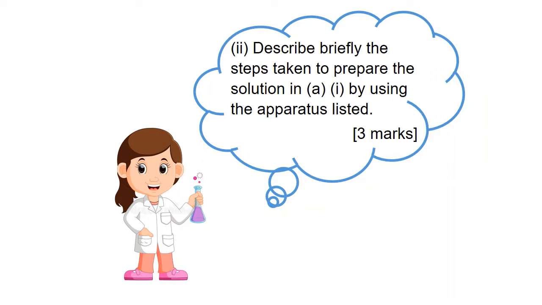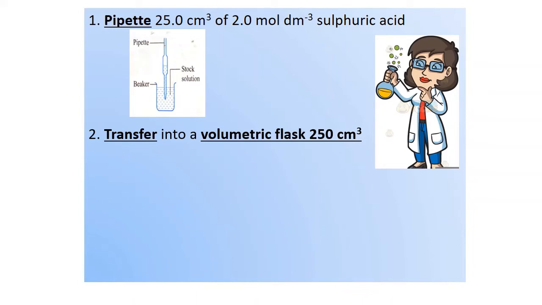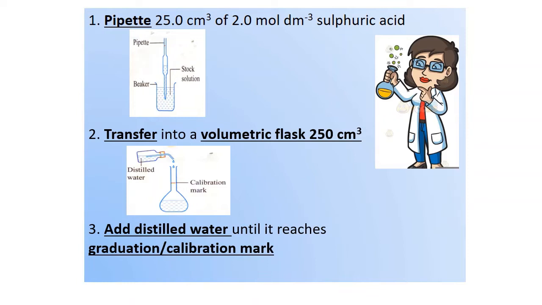Describe briefly the steps taken to prepare the solution in A1 by using the apparatus listed. First, pipette 25 cm3 of 2 molar sulphuric acid. Second, transfer into a 250 cm3 volumetric flask. Number 3, add distilled water until it reaches the graduation or calibration mark.